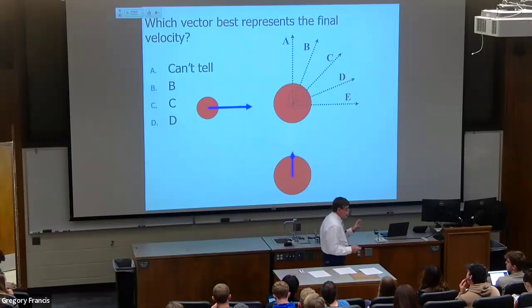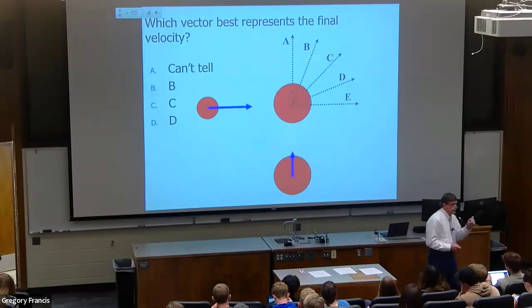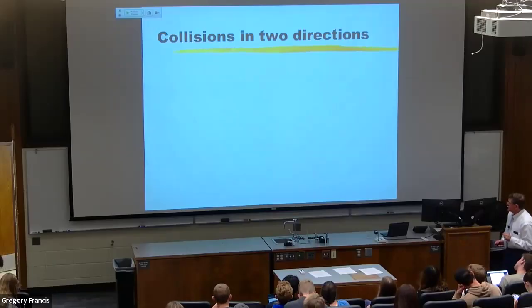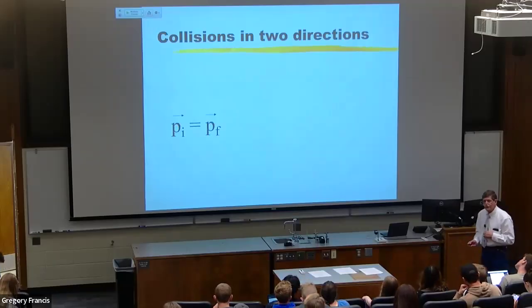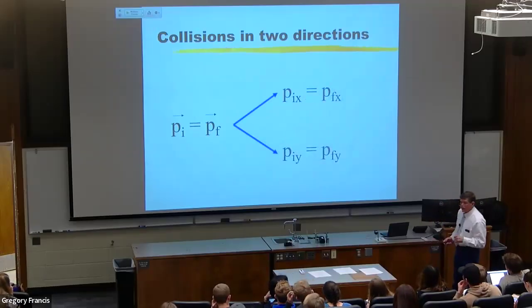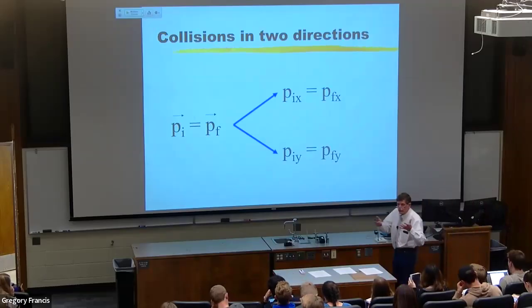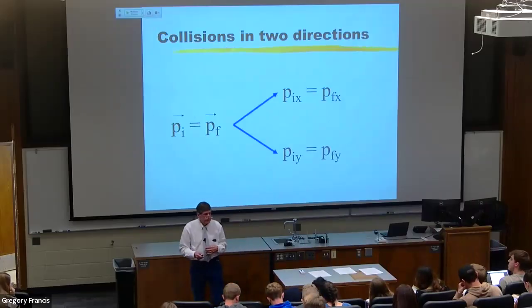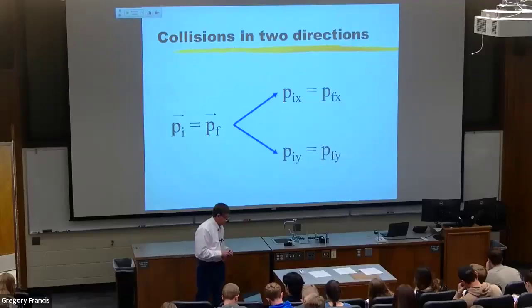What we want to use when solving these two-dimensional momentum and collision problems is to recognize that the conservation of momentum equation is a vector equation. A vector equation has to be true in every dimension, so this is really two equations. I have the X momentum that is conserved, and the Y momentum that is conserved. That's the way we solve these two-dimensional problems.